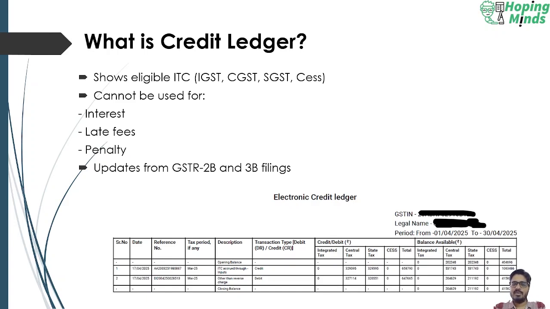Then it gets updated from GSTR 2B and GSTR 3B filing. So in GSTR 3B, the data auto-populates from GSTR 2B, and on the acceptance of the data that is auto-populated from 2B, it gets credited to the credit ledger, and upon its utilization for payment of taxes, it gets debited from the credit ledger.